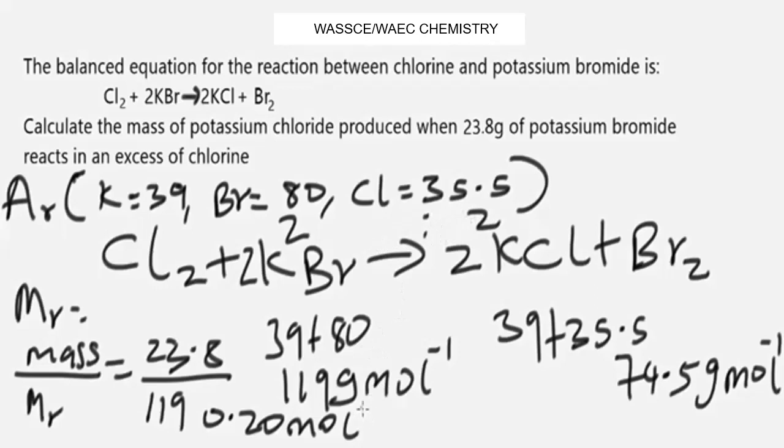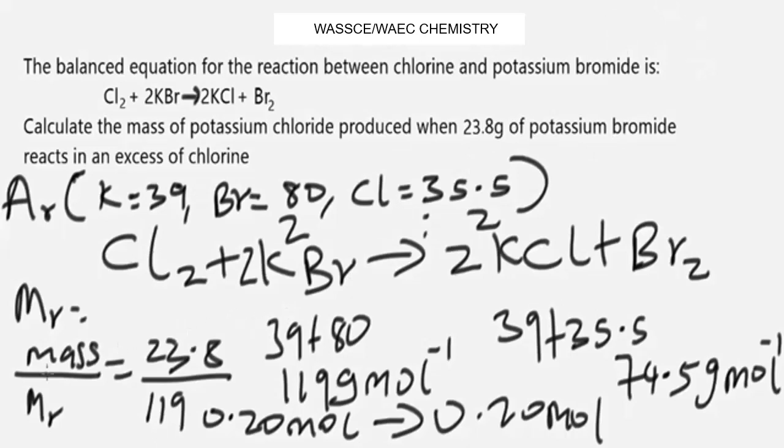Now, since we have the ratio of potassium bromide to potassium chloride in this balanced chemical equation to be 2:2, this shows that 0.20 moles of potassium bromide reacted to form 0.20 moles of potassium chloride. Now, to get the mass of potassium chloride produced when 23.8 grams of potassium bromide reacted in excess chlorine, we now have the number of moles.